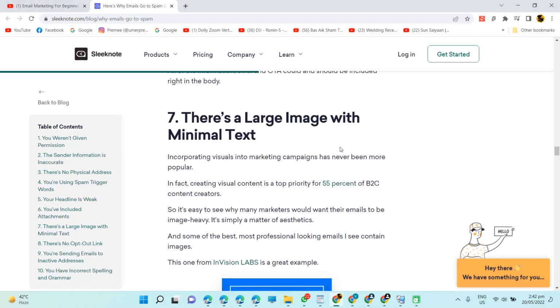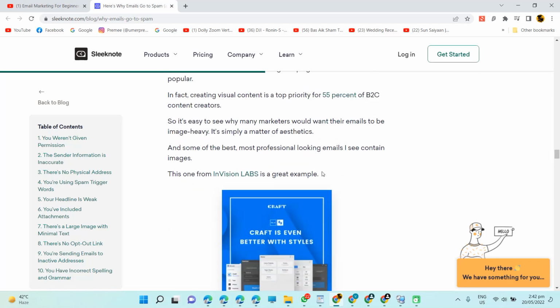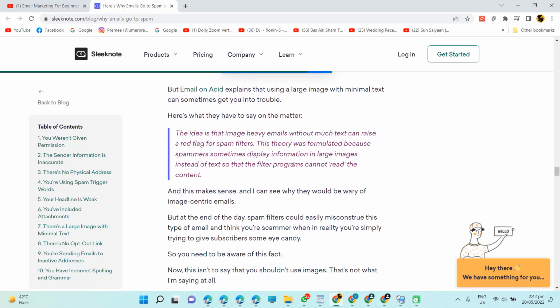Number 7. There is a large image with minimal text. Incorporating visuals into marketing campaigns has never been more popular. In fact, creating visual content is a top priority for B2B content creators. So it's easy to see why many marketers would want their emails to be image heavy, but text is still an important part of the email.